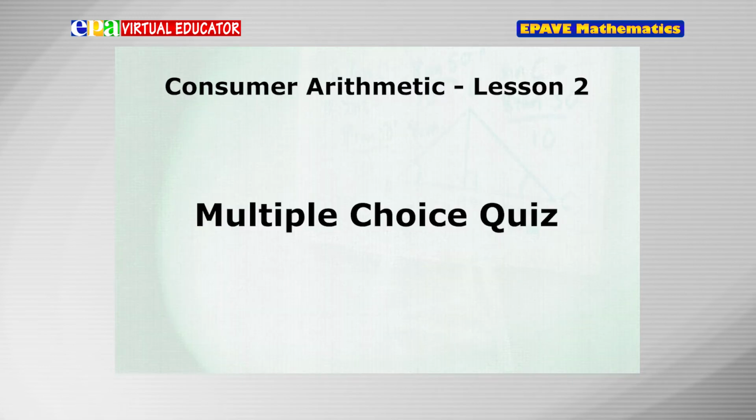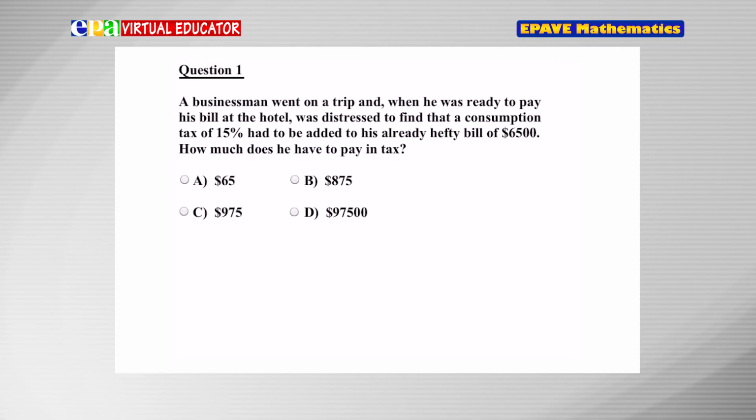You can now attempt the following multiple choice questions. A businessman went on a trip, and when he was ready to pay his bill at the hotel, he was distressed to find that a consumption tax of 15% had to be added to his already hefty bill of $6,500. How much does he have to pay in tax? A, B, C, or D?